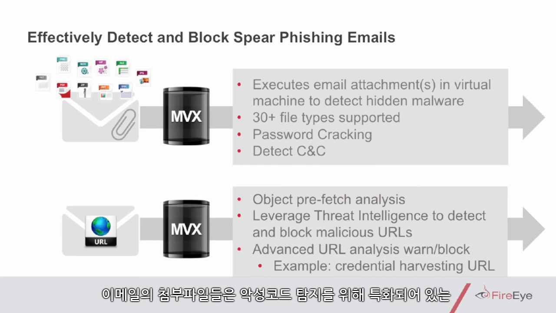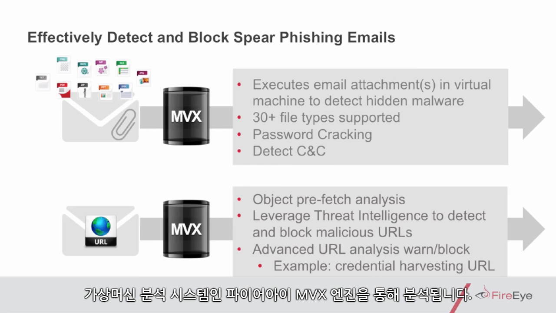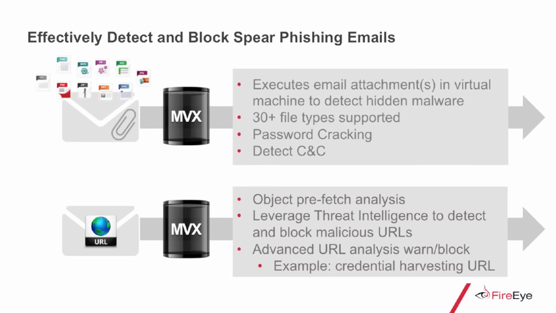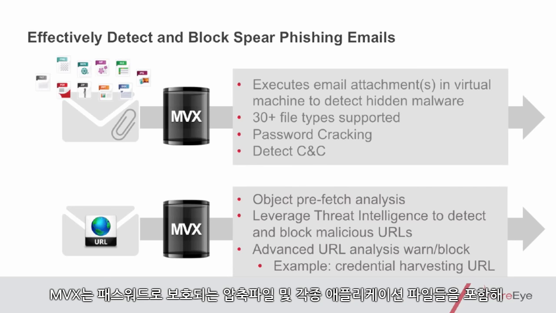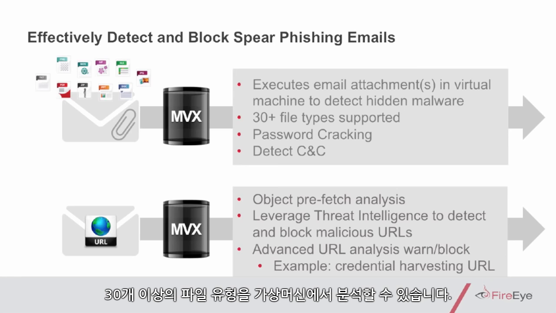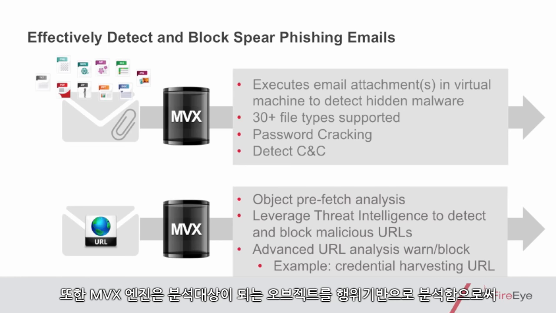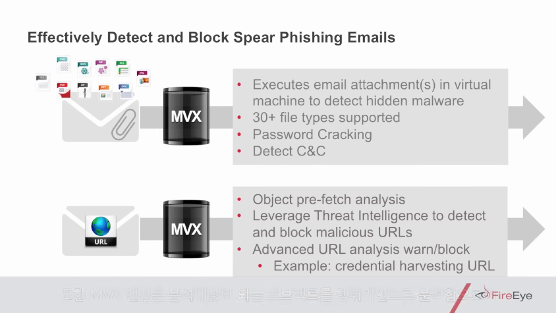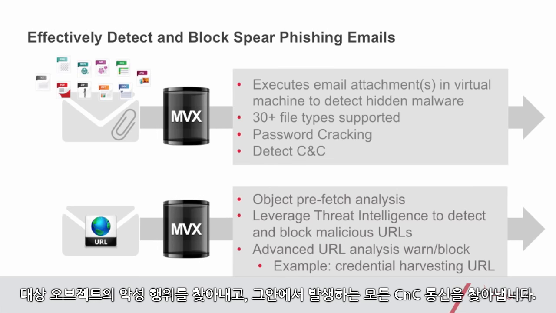Attachments are analyzed in FireEye's MVX engine, which is a specialized virtual analytics system. The MVX will analyze over 30 file types, including password-protected archive or application files. The MVX engine will interface with the object being analyzed in order to identify its true behavior, as well as uncover and identify any command and control communications.